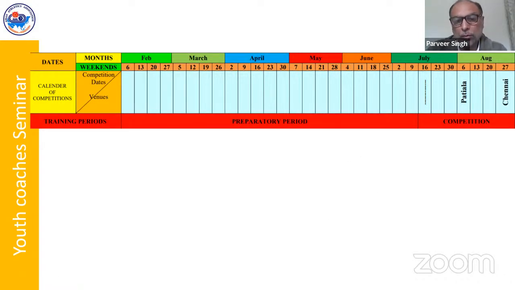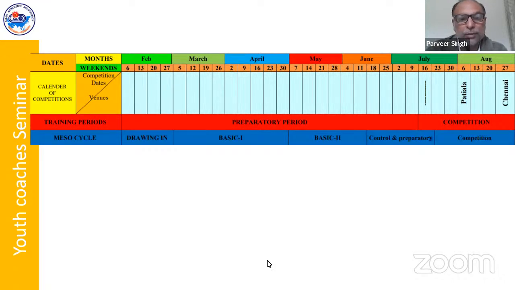You already know that we have to divide into different training periods: preparatory and competition. Up to the middle of July we have preparatory, then it is competition. So we will insert mesocycles also. I will explain this in the later slides. In the beginning we have drawing in. These are the names of mesocycles. One mesocycle can have 3-4 weeks or more. The first mesocycle has 4 weeks, that is the drawing in mesocycle. Then there is basic mesocycle 1, basic 2, then control, preparatory and competition.